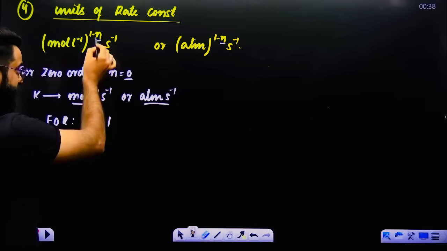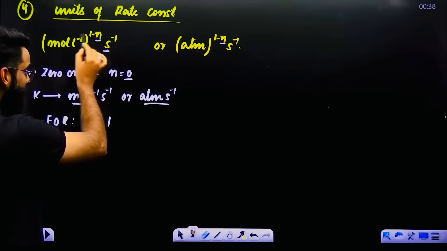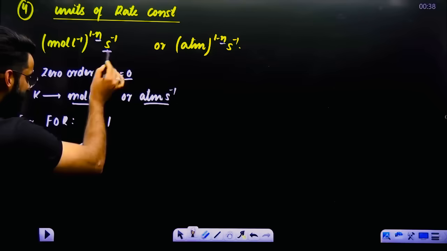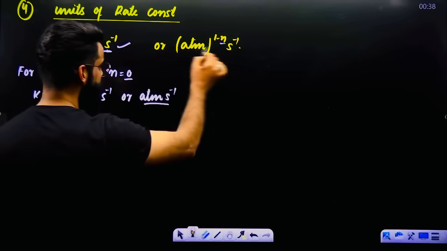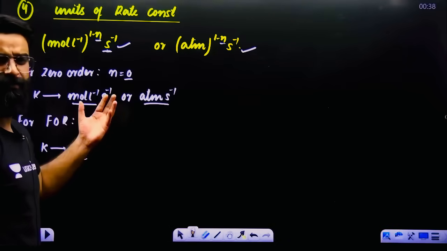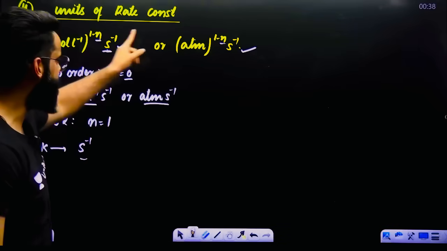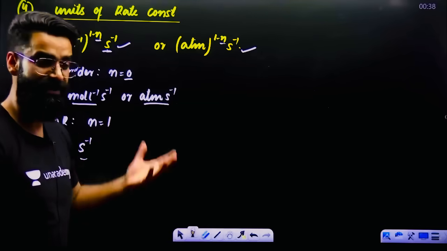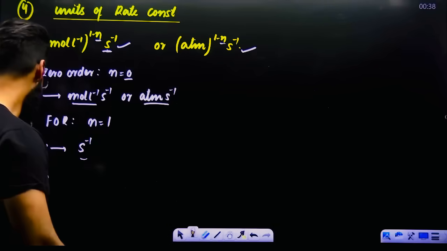If you have got the first order reaction, n is 1. 1 minus 1 is 0. Anything raised to the power 0 is 1. So the unit will become second inverse from this expression as well as this expression. Similarly, if you have got the second order reaction, put the n value as 2, you'll be getting the unit of rate constant for this particular reaction as well, right?